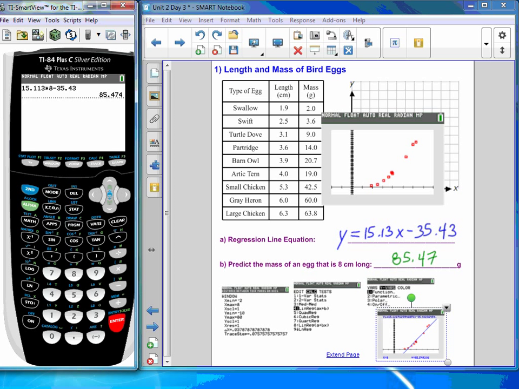Does that seem reasonable? Yeah, it seems reasonable. As I get larger, I'm getting larger. So that would be over here, and there's my prediction. What questions do you have about the graphing calculator commands?